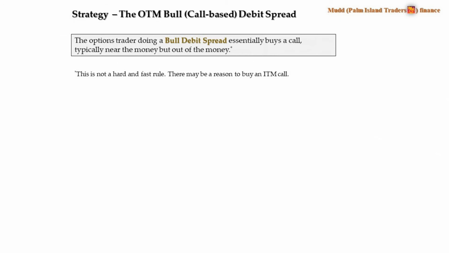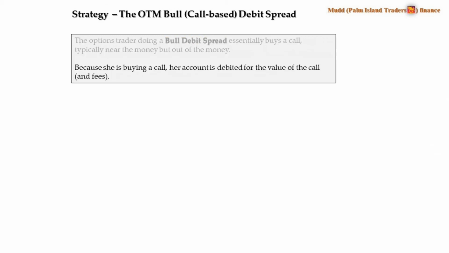So here then is a summary of the strategy that we've just covered by example. The options trader doing a bull debit spread essentially buys a call, typically near the money, but out of the money. And again, this is not a hard and fast rule. There may be a reason to buy this in the money.